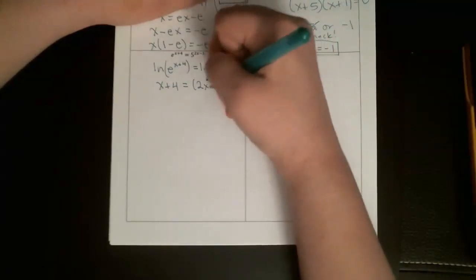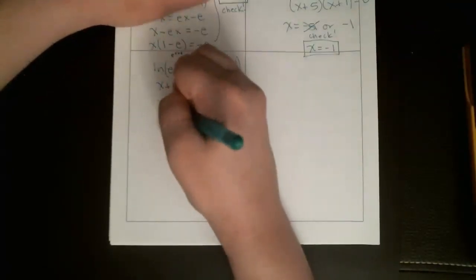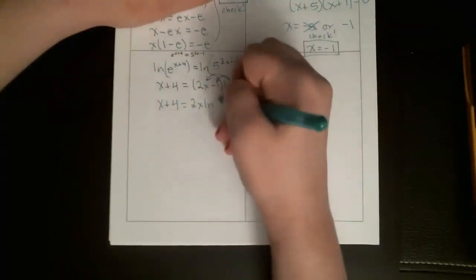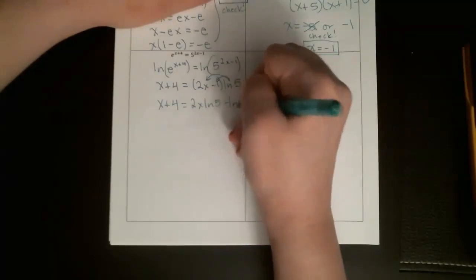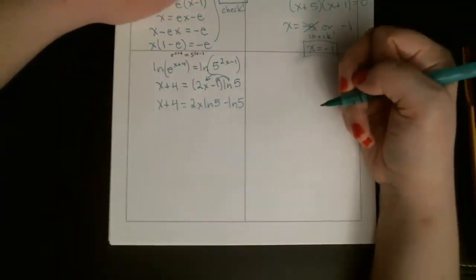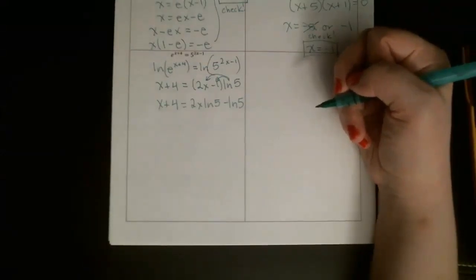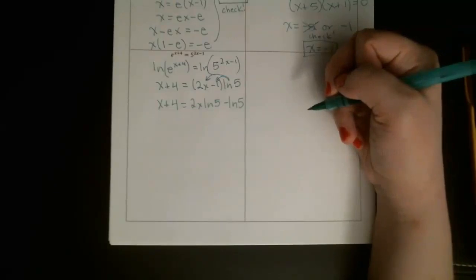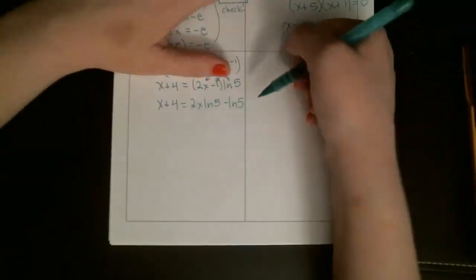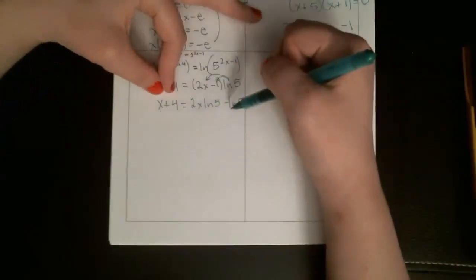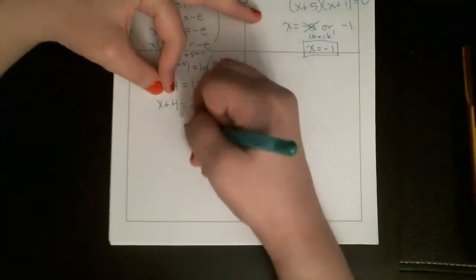So I'm going to go ahead and distribute so that my x is not stuck in the parentheses. So I have a 2x natural log 5 minus a natural log 5. And then you want to move your x's to one side, your constants to the other side. What do I want to do here? I think I'm going to move the constants to the left and the x's to the right this time so that I have fewer negative signs.